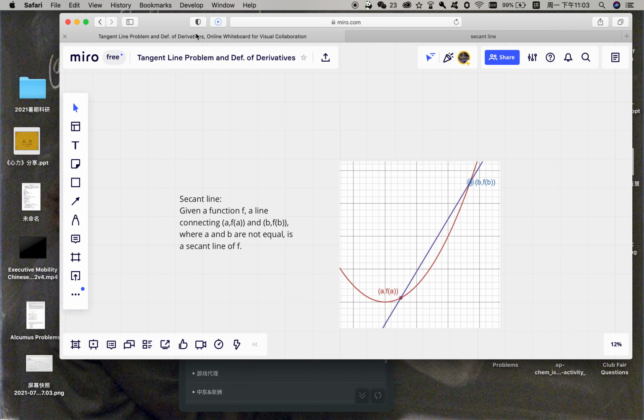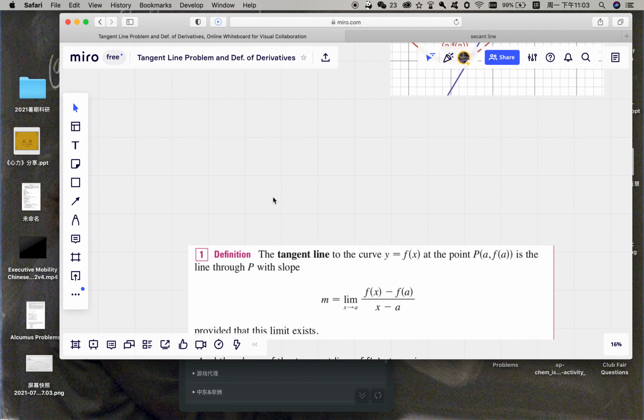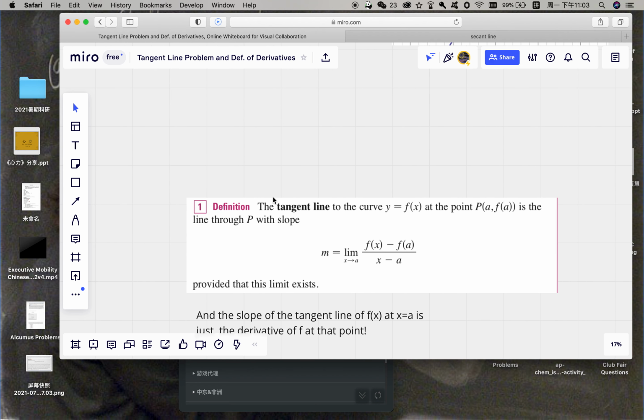So here comes the definition of a tangent line. The tangent line to the curve y equals f of x at point P, which is (a, f(a)), is the line through point P with slope m equals the limit as x approaches a of (f(x) minus f(a)) over (x minus a), as long as this limit exists. If this limit does not exist, then there isn't a tangent line at x equals a for f of x.